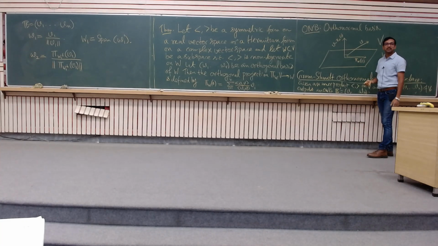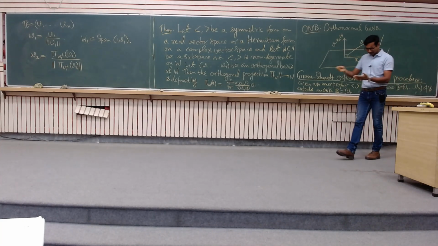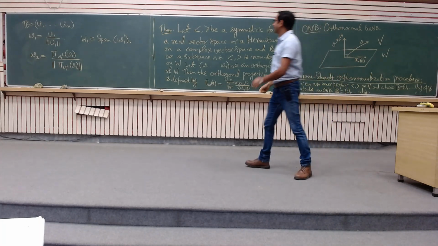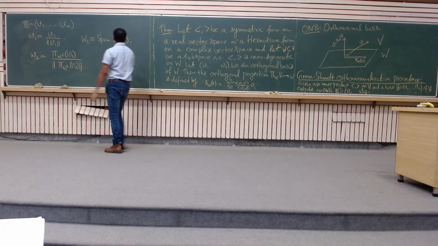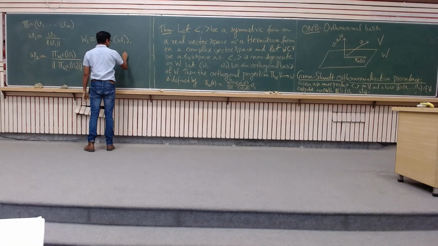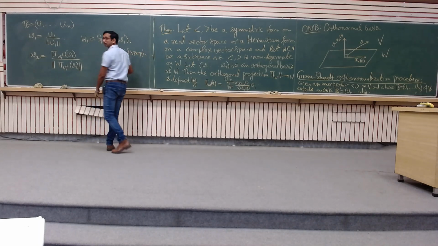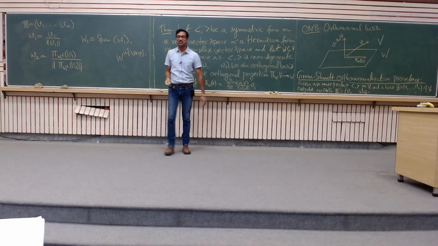W perp, or the orthogonal complement. Actually, perp is the name of this sign if you type it in LaTeX. So in LaTeX, how do you type it? You write W, then perp, for perpendicular.